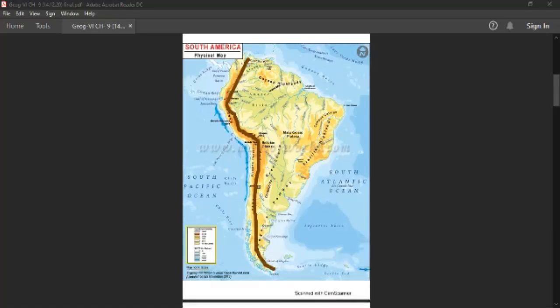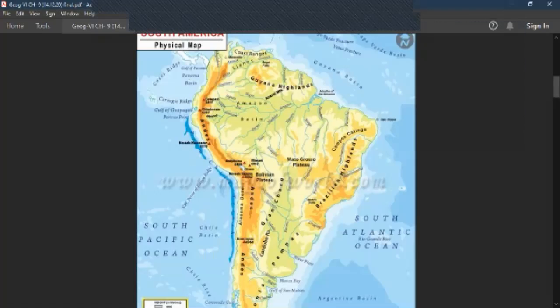Andes are young-fold mountains. The average height of these mountains is 4,000 meters, with the highest peak, Mount Aconcagua, situated at an elevation of 6,962 meters.